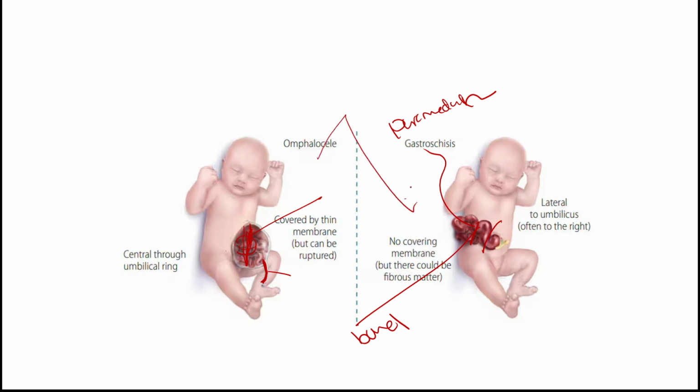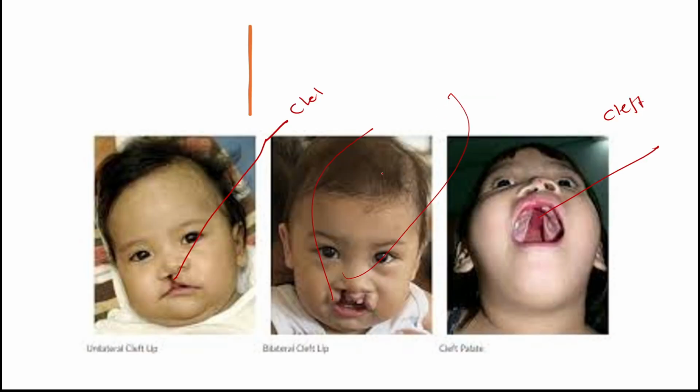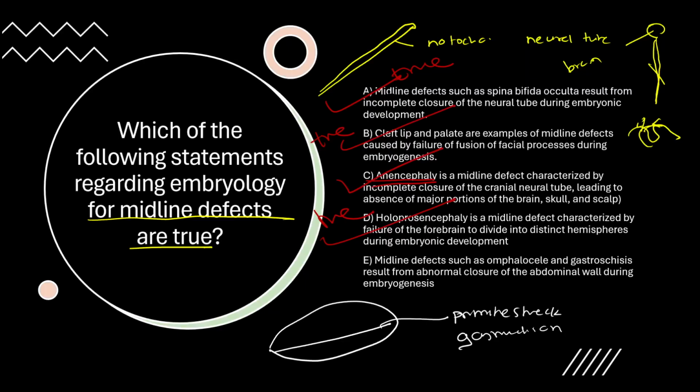So the statement is: midline defects such as omphalocele and gastroschisis result from abnormal closure of the abdominal wall during embryogenesis. It's not the abnormal closure. Again, it's a little bit of wordplay. It's not abnormal, but the inability to close or the hindrance of closure. Therefore this is a false statement. But it is, again, a true midline defect.